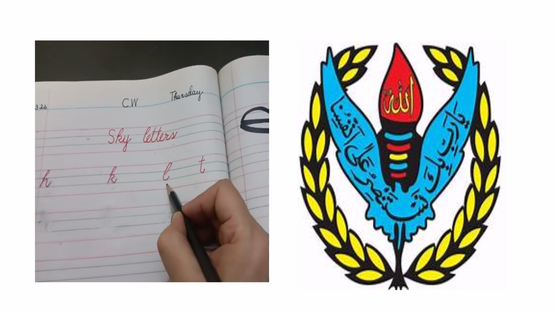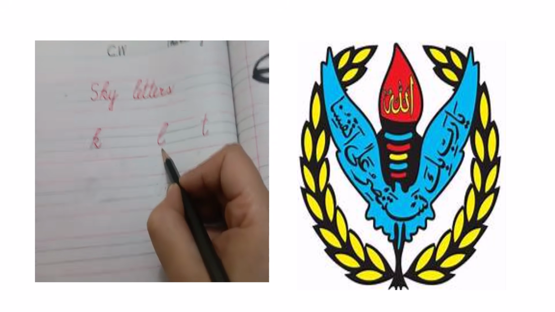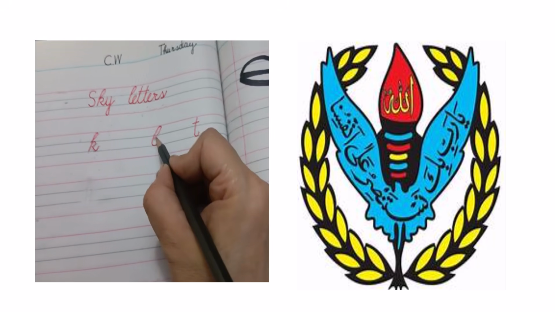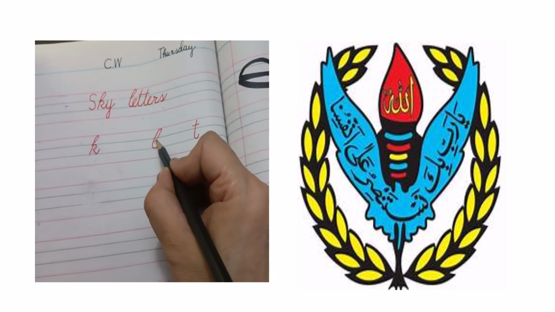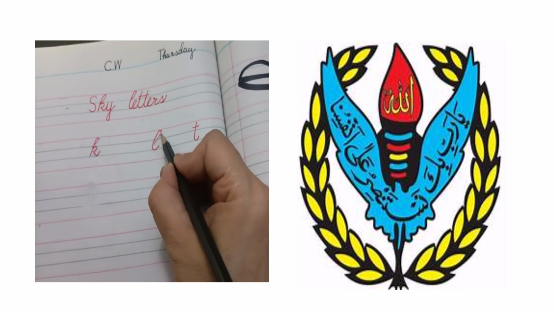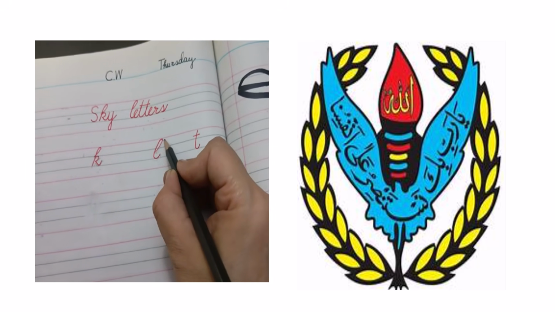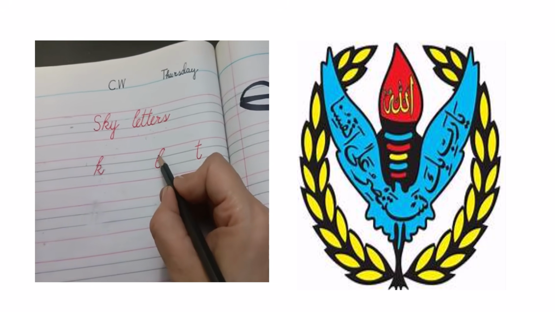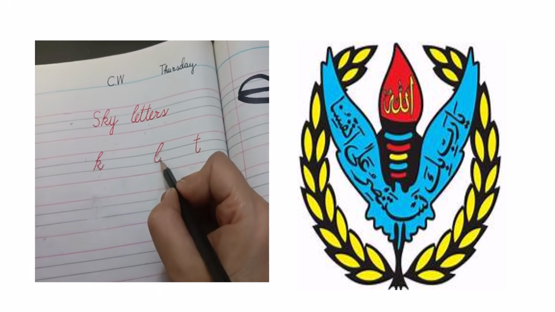The other letter is L. The sound of L is L. Start from the grass line like this. Come straight to the grass line. Go up to the skyline. Make a small curve like this.